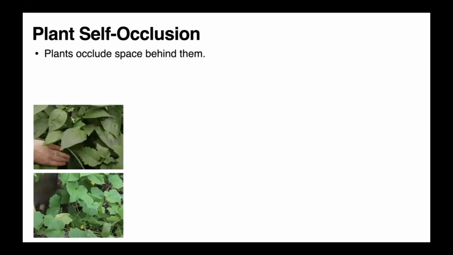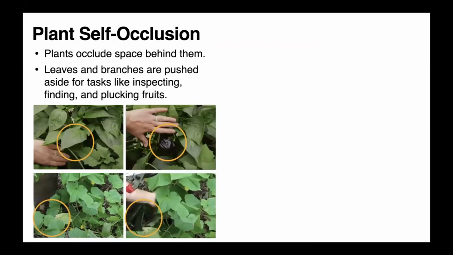The problem we're interested in is this plant self-occlusion problem. If you look at plants, plants occlude the space behind them, right? So there is foliage. You are, let's say, trying to find whether your fruit has grown, or you're trying to see if there is some infestation that has happened. You will have to move these leaves aside in order to actually see what is behind the plant, right? So any kind of agriculture application or farming application, this would be a problem that you will be confronted with.